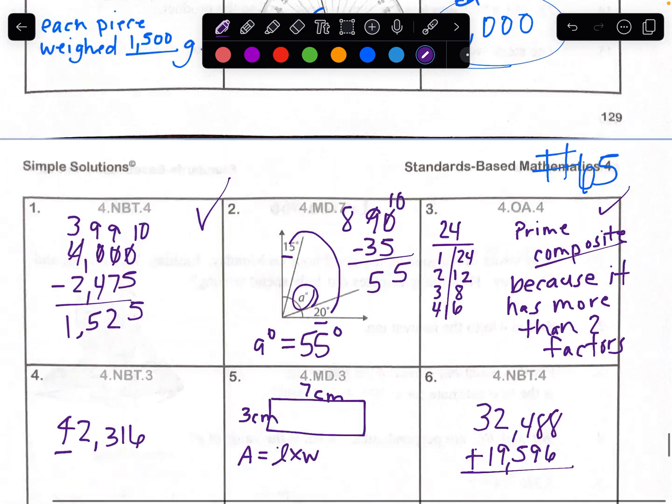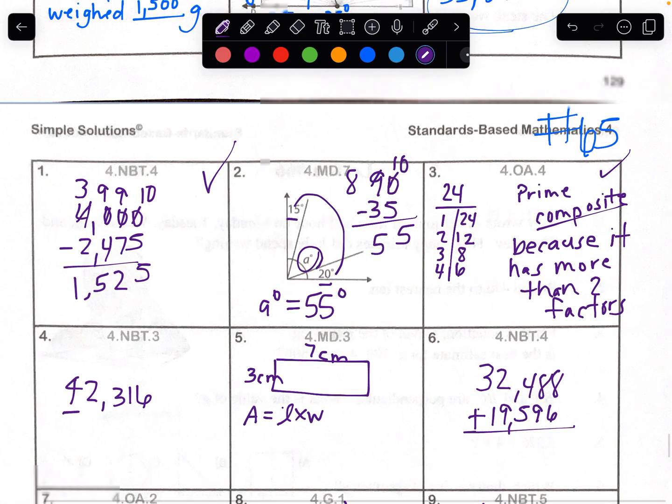All right, number 4 is rounding. We're rounding to the nearest 10,000. So this is about 40,000.